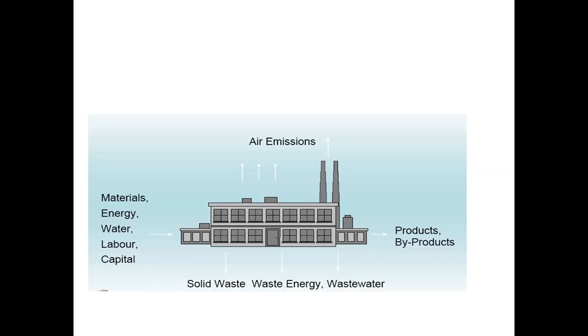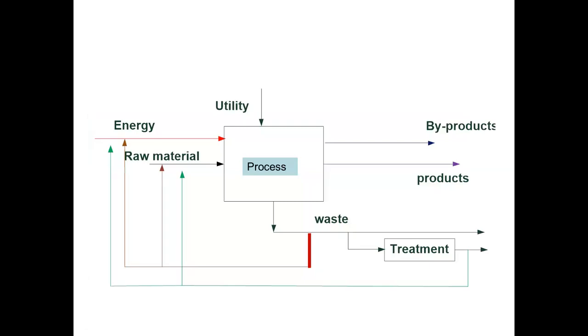So this is the diagram of a conventional factory. So let's see the process flow diagram of a modern plant. You can consider this as whatever process. It may be a rubber related process.